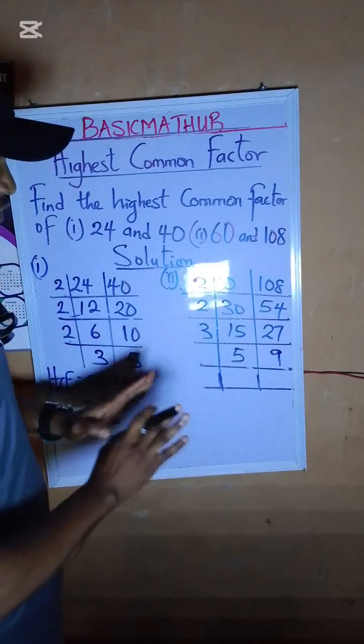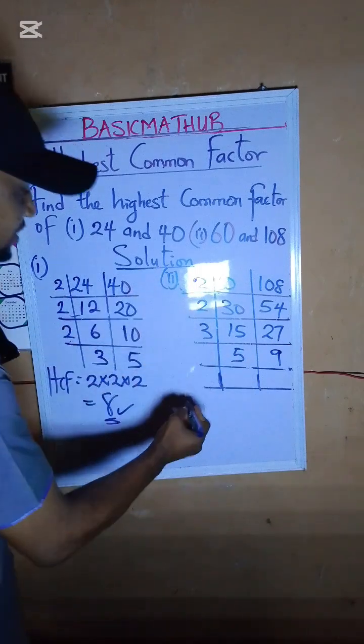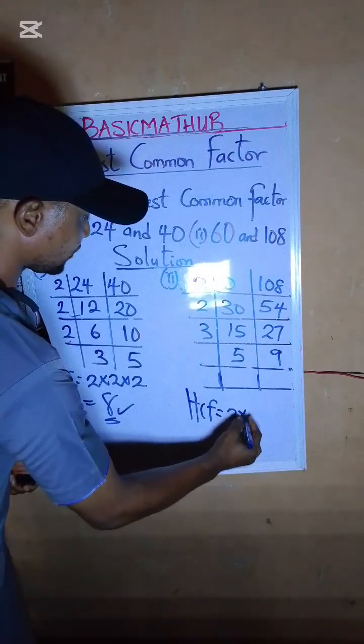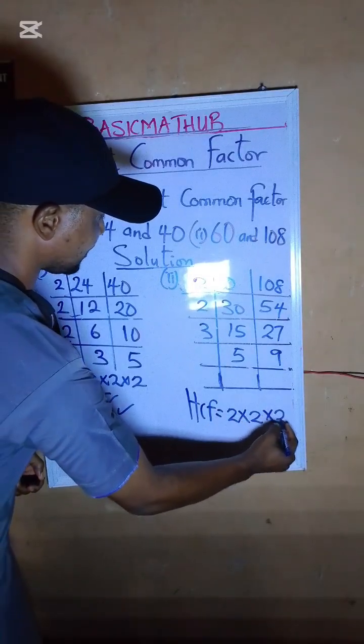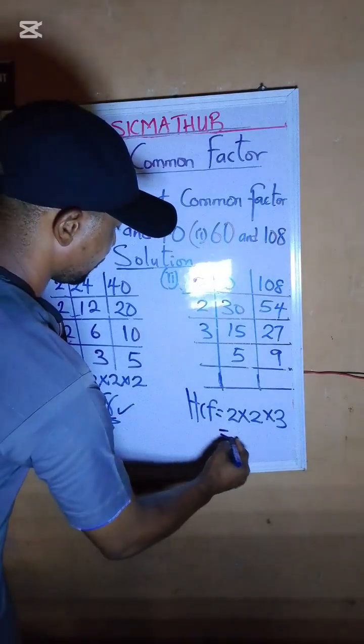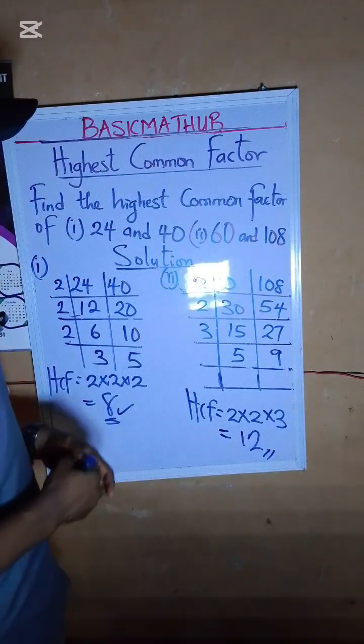So when there is no common factor again, that is where you stop. That means our HCF for 60 and 108 will be equal to 2 times 2 times 3. And if you multiply that, 2 times 2 is 4, 4 times 3 will give us 12. So that's the HCF of 60 and 108.